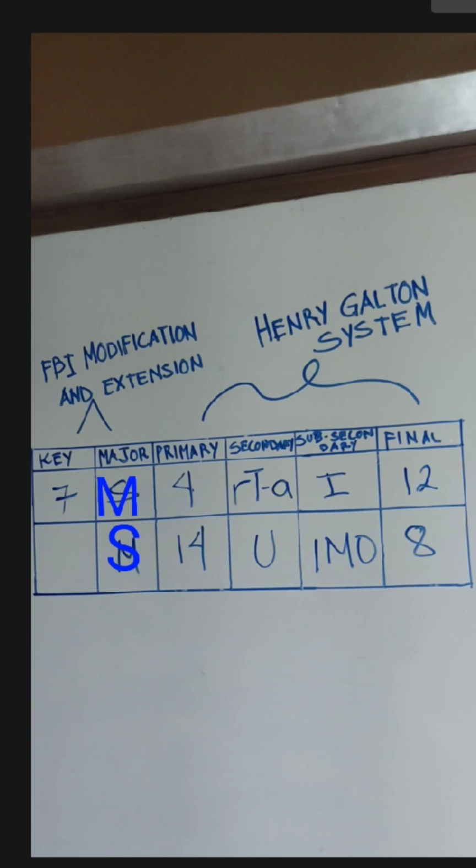So now we're finished in attaining our 6 classifications, which are the K, major, primary, secondary, subsecondary, and the final classification.